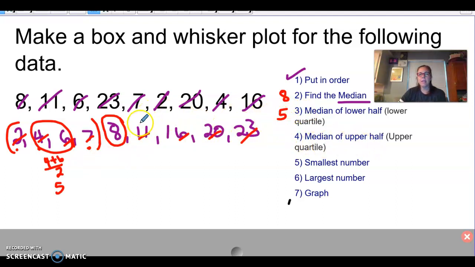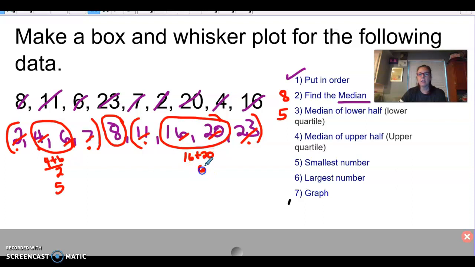Then we're going to find the median of the upper half. So we go like this. We have 11, 23, 16, and 20. Remember, you can have 2 in the middle, and then you have to find the middle of those. If they were both 16, then it would just be 16. So halfway between 16 and 20, if you're not really sure, then add them together.